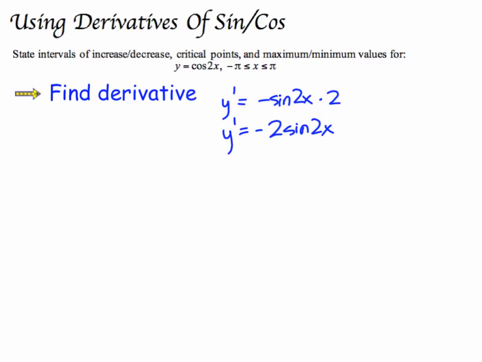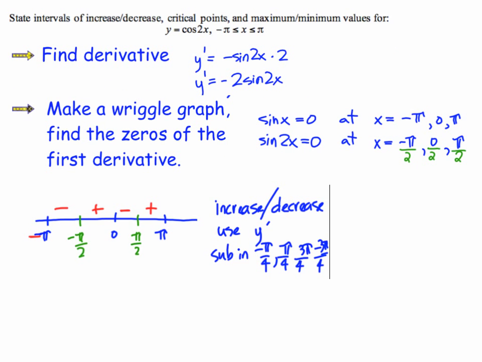So with the 2 in front of the x, that changes the period. So I need to divide all those where x equals 0 by 2. And I make a wriggle graph to kind of plot what I'm doing. And I've plotted it from negative pi to pi. And since sine 2x equals 0, where does it equal 0? At negative pi over 2, 0, and pi over 2.